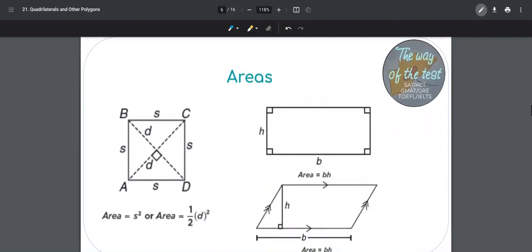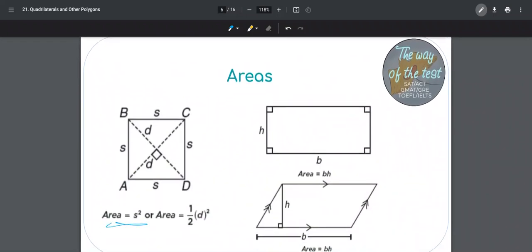Area of a square. The area of a square is just the side squared, but if you want to use the diagonal, it's also half of the diagonal squared. You can use both to find the area of a square. If you don't remember one, don't worry, you can just use the other one. Okay, the area of a rectangle is based on base times height. If you notice, the area of a square is also base times height. It just happens that the base is equal to the height, so it's basically side squared.